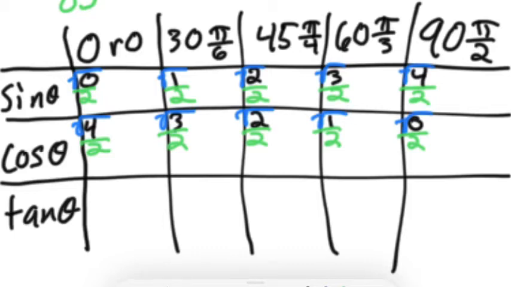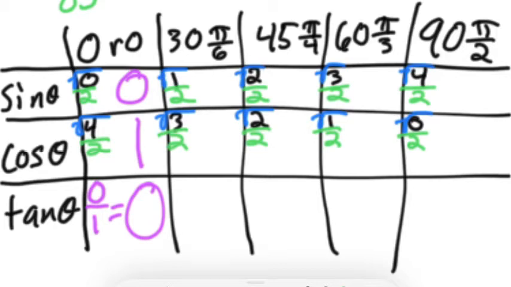So in the first box you have the square root of 0, so that simplifies to 0. 0 divided by 2 is just 0. The square root of 4 simplifies to 2. So 2 divided by 2 is 1. So your tangent is sine divided by cosine, which is the same thing as 0.